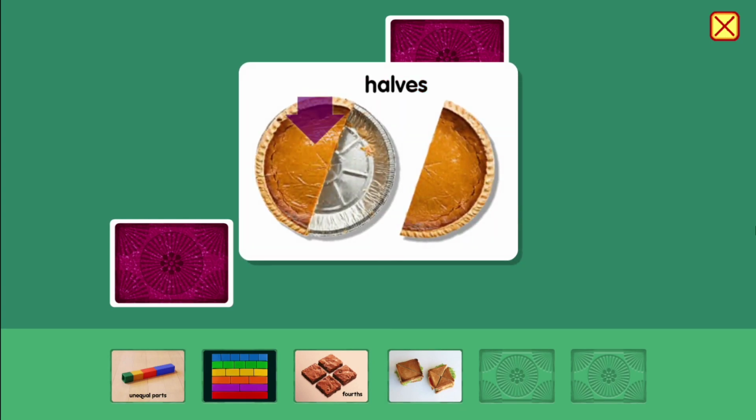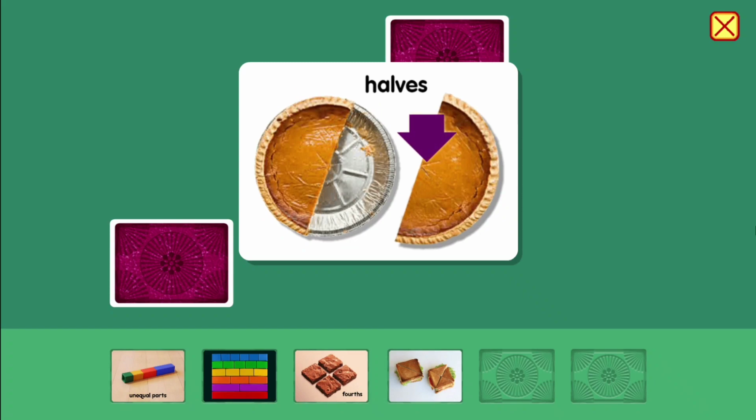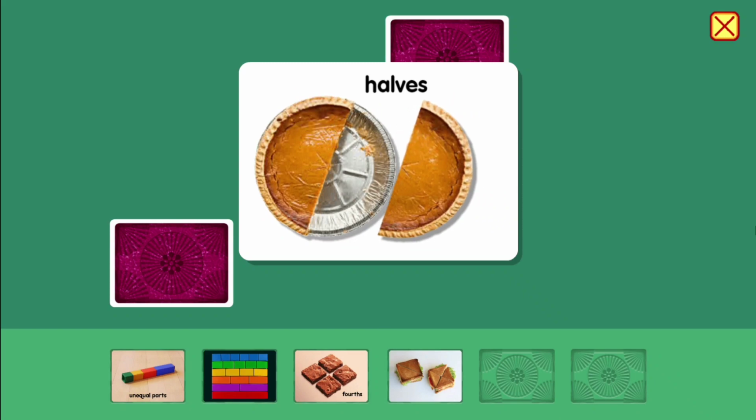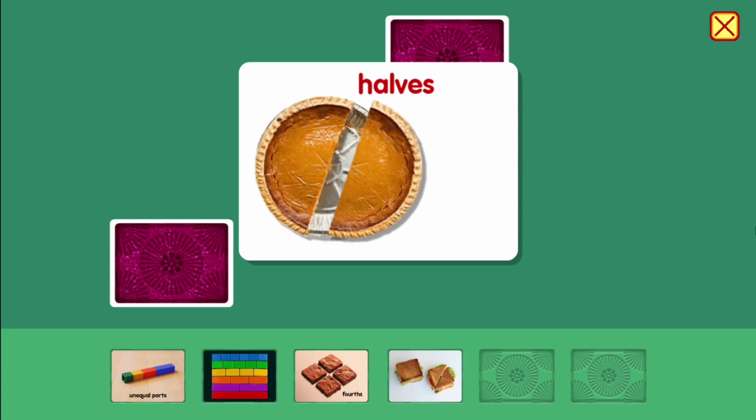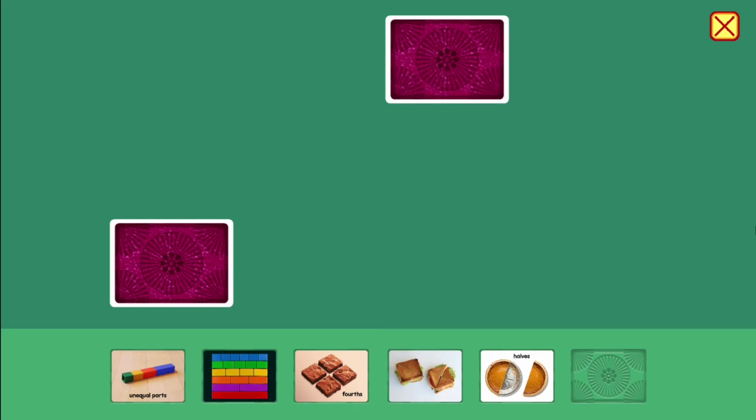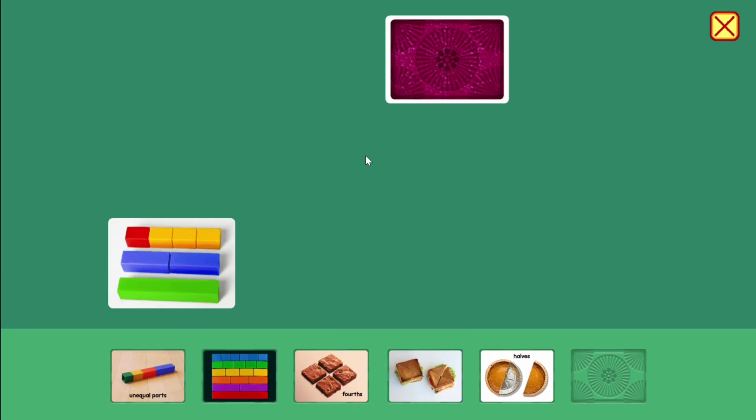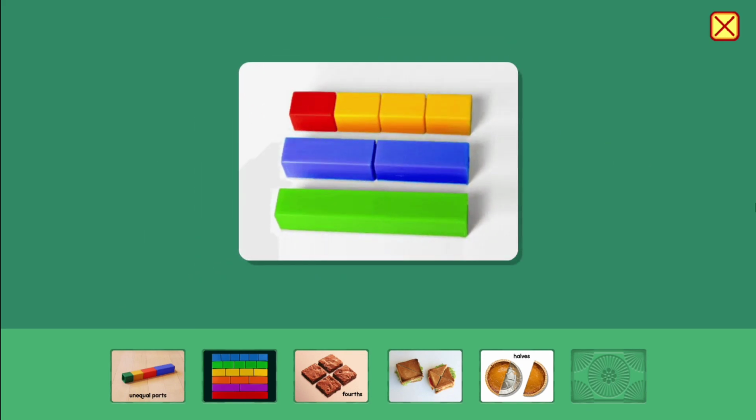Halves. Here's one half of the pie. And here's the other half. Two halves make a whole. Halves. One whole, two equal parts, halves.